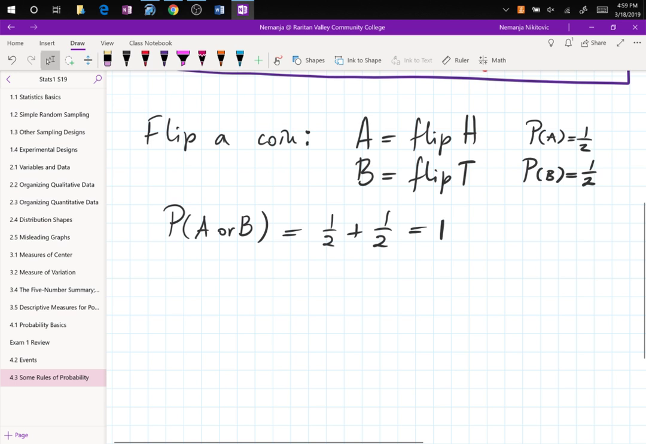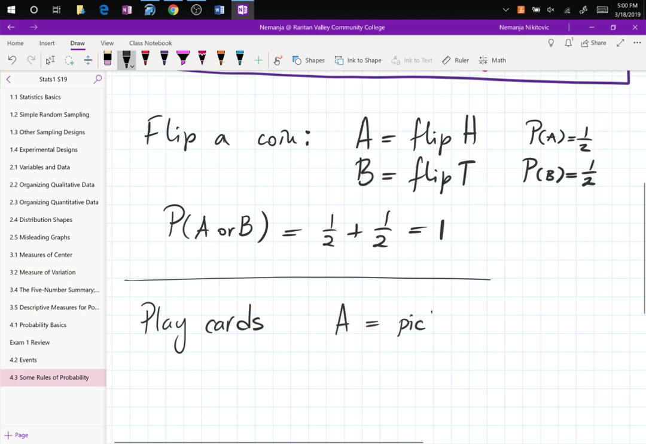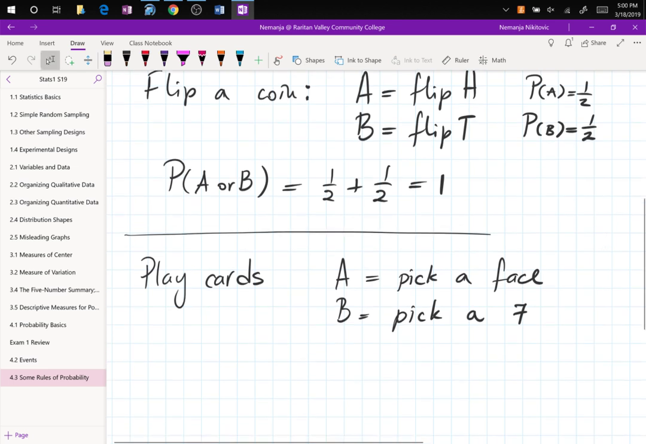Now, a spicier example would be, let's play cards again. Say event A, pick a face. Event B, pick a 7. So these are your choices. What's the probability of A? And keep all of the denominators 52. Don't reduce anything because we have to add later.